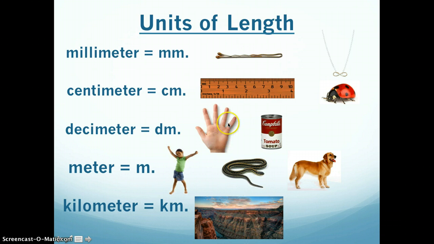Now you'll notice that every single one of these units of length is represented by an abbreviation. So millimeter is represented with an mm, centimeter is represented with a cm, decimeter is dm, meter is just m, and kilometer is km, all of which are lowercase.